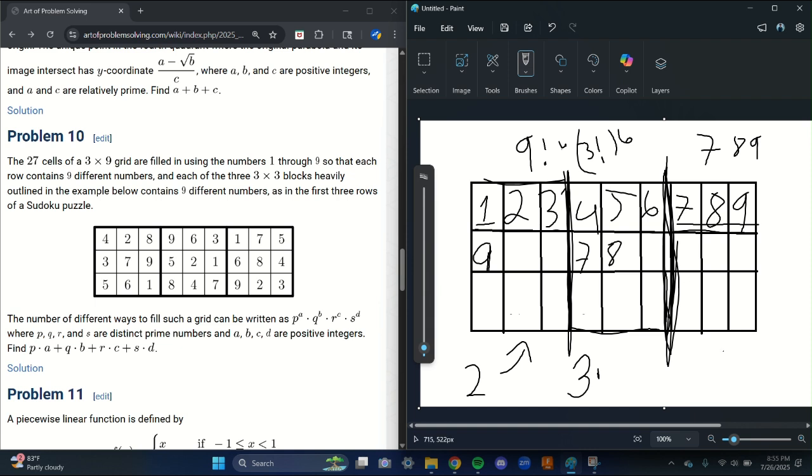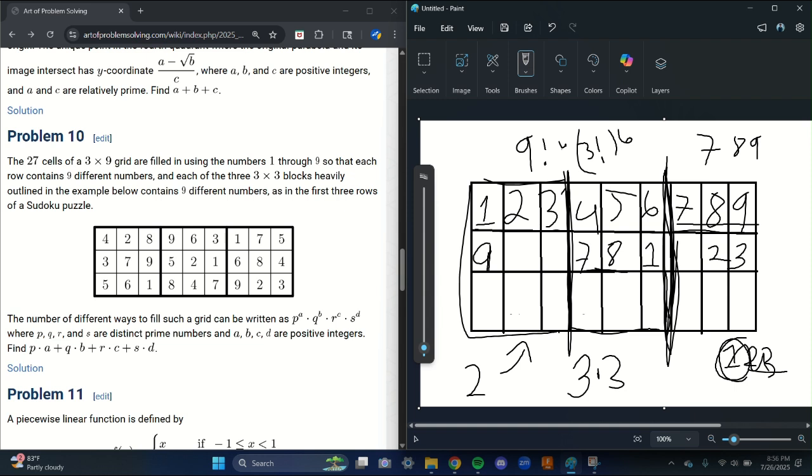Now consider the numbers 1, 2, and 3. Obviously none of 1, 2, and 3 can go in this block, so they have to either go in this block or this block. We can choose one number out of 1, 2, 3 to go with 7 and 8 on the second row, and we can do that in 3 ways. Let's say we chose 1. Then the 2 and 3 obviously have to go in here. So we're done with 1, 2, and 3.